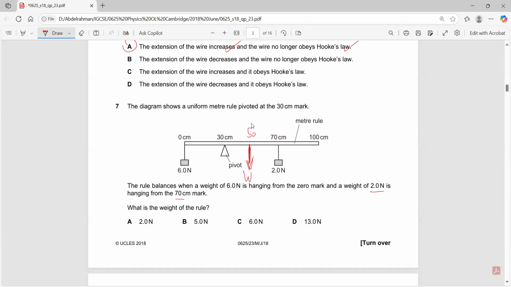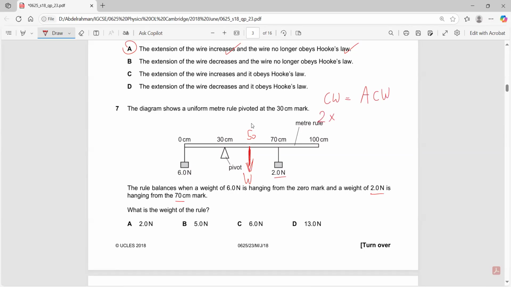So we have 2 clockwise moments, the 2 newton and the weight, and we only have 1 anti-clockwise moment, which is the 6 newton force. Clockwise moments should be equal to the anti-clockwise moment. Force times perpendicular distance: the first force is the 2 newton times the perpendicular distance, which is 40, right? Plus weight times 20. This should be equal to 6 times 30, right?